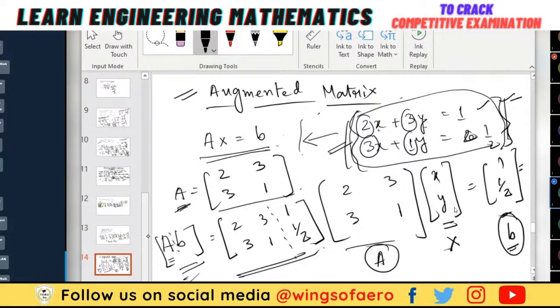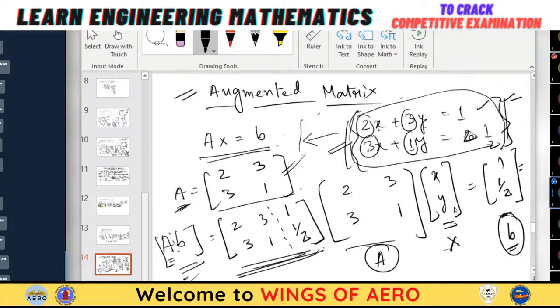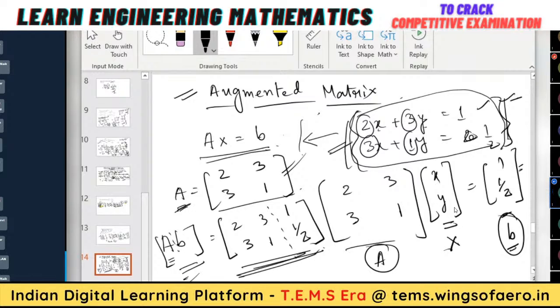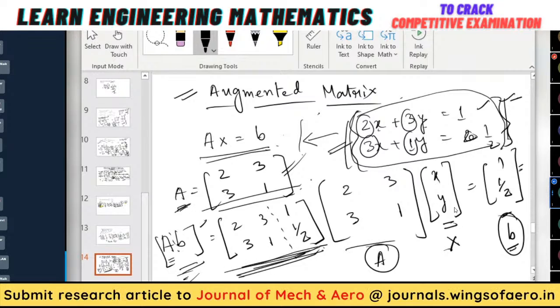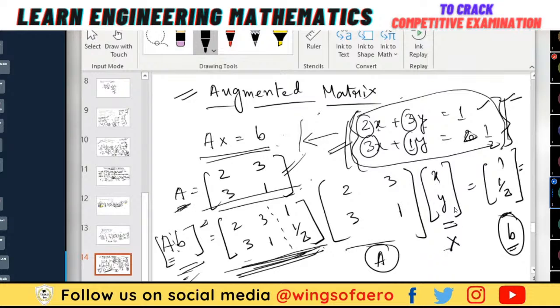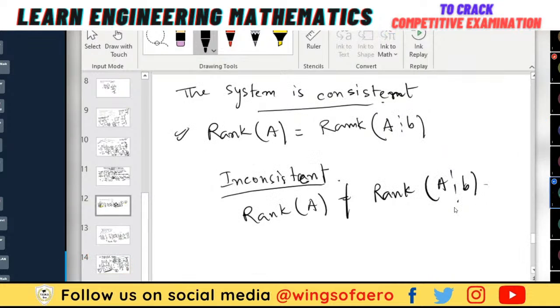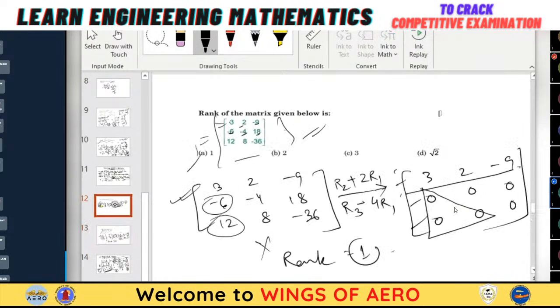Consistent? Yes, sir. So first find out the rank of A and find out the rank of AB. Okay. So the trick is, don't find out the rank of A, because directly you can find out the rank of AB. And after finding the rank of AB, you can easily find out the rank of A and rank of AB. Okay. So now going to the question.